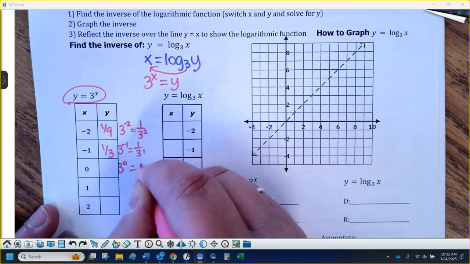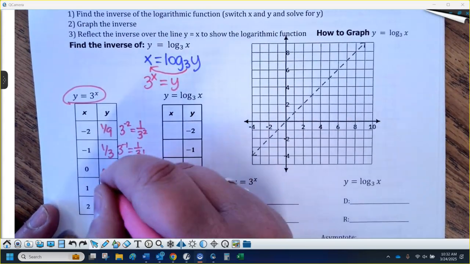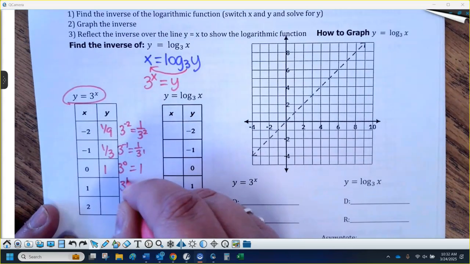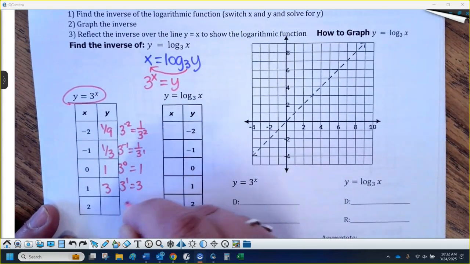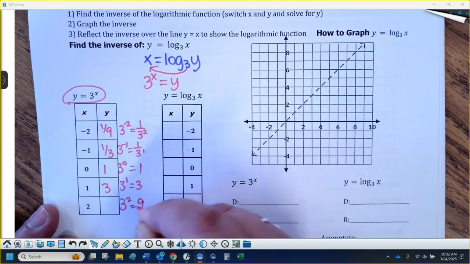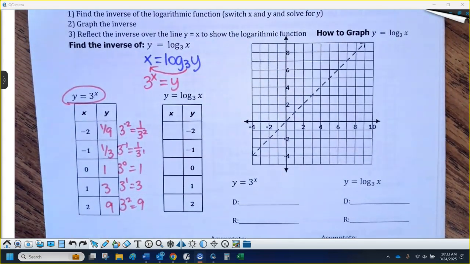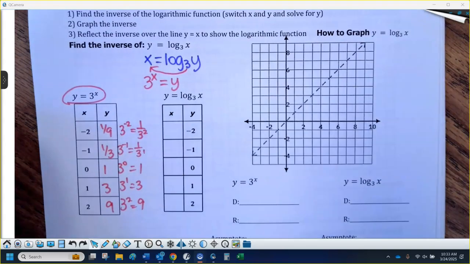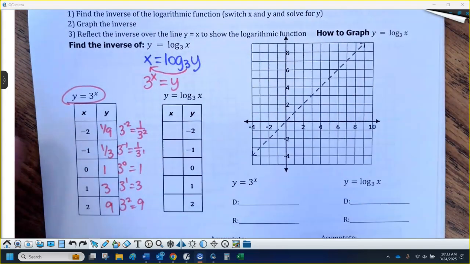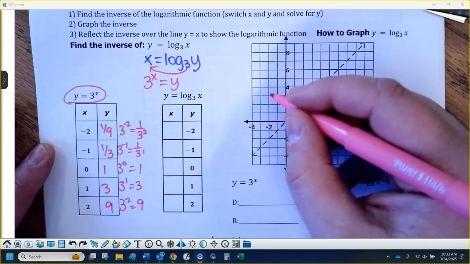Anything to the 0 power is 1, right? So 3 to the 0 is 1. 3 to the first would be 3, and then 3 squared would be 9. So I'm going to go ahead and graph that just on the coordinate plane over here so you guys can see it. And just for these decimals, let's just do our very best to estimate.